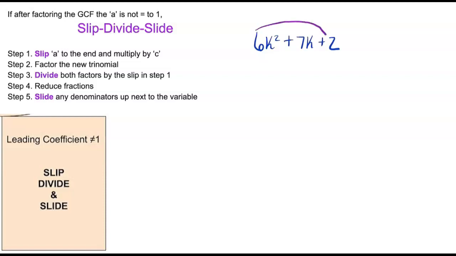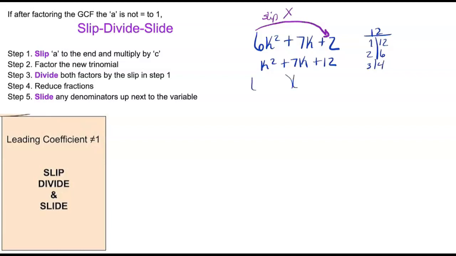So I'm going to try, what if I slip this over and I multiply? So I now have k squared plus 7k plus 12. I'm looking for factors of 12. 12 is positive, 7 is positive, so I'm looking for factors that are going to add together. So I have 1 and 12, that does not make a 7. 2 and 6 does not make a 7, but 3 and 4 does make a 7.